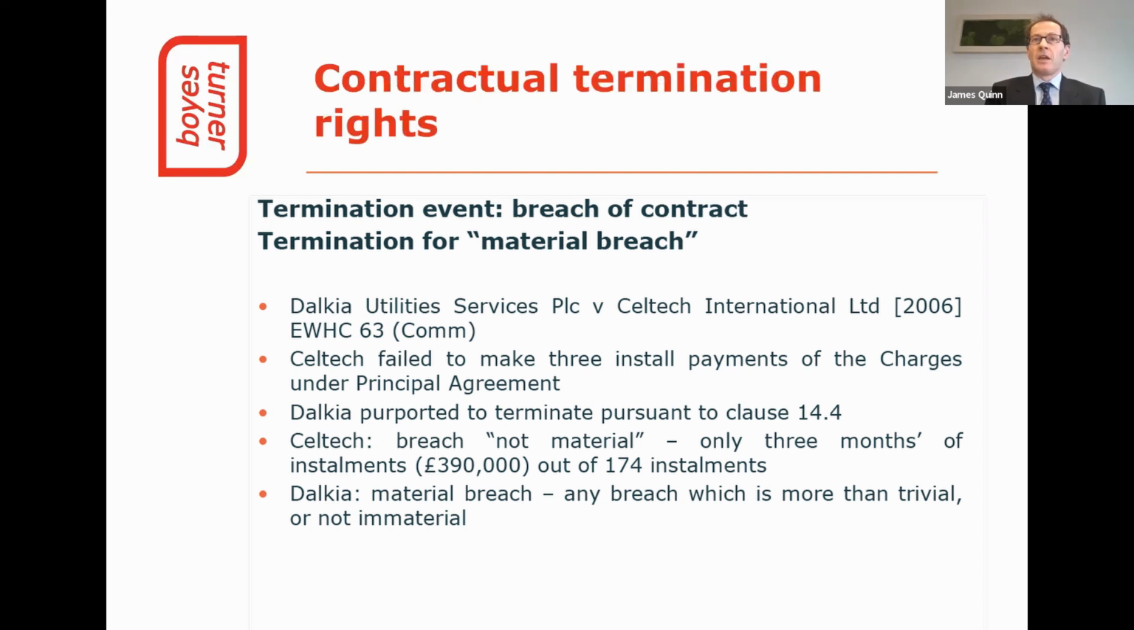Celtec failed to make 3 instalment payments under the agreement, amounting to £390,000, claiming it had no money, and it tried to renegotiate the terms of the agreement. Dalkia proceeded to terminate the agreement, relying on clause 14.4 and asserting that there had been a material breach by Celtec, and brought proceedings for the sums owed.